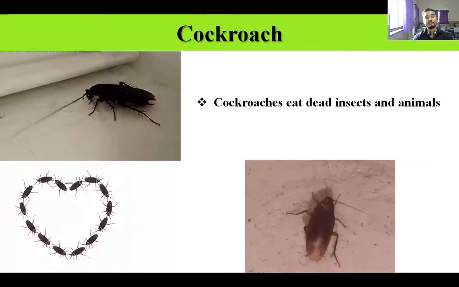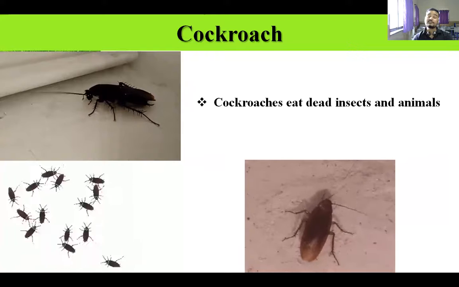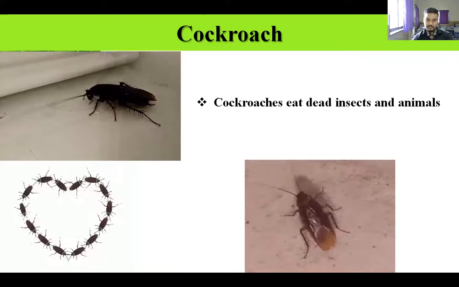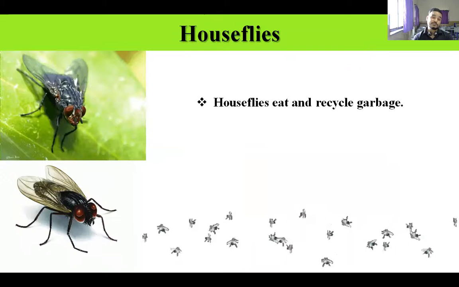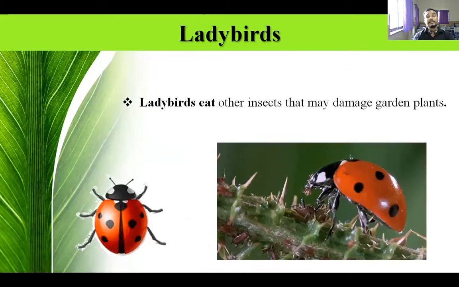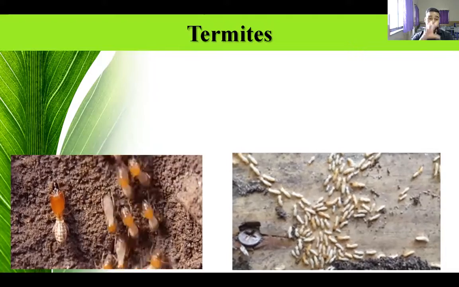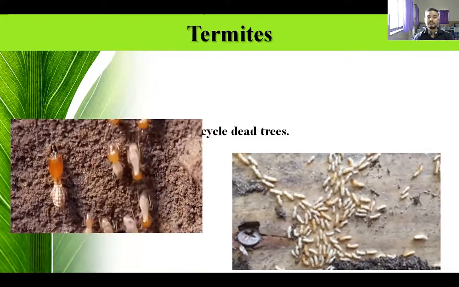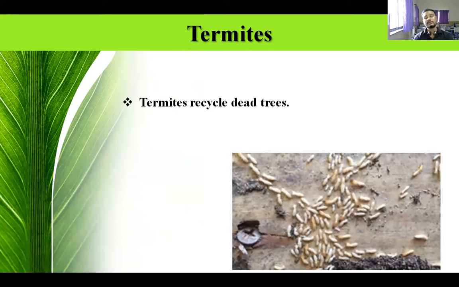Okay, then we have your favorite insect, the cockroach. And what do they eat? They eat dead insects and animals. Then we have seen houseflies. They also eat and recycle garbage. Ladybirds also eat other insects that are damaging to our plants. Then termites are there. Termites eat dead plants. Dead trees and plants are there that they will eat, so it will help them to recycle.